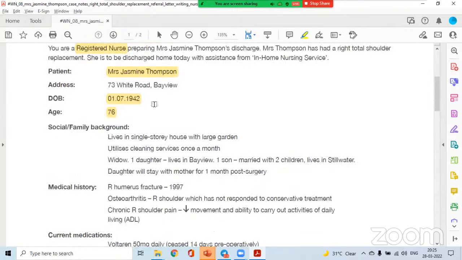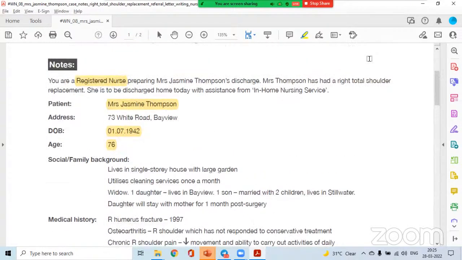Now you can see here, right total shoulder replacement. Mrs. Thompson has had a right total shoulder replacement, present perfect tense. She has had a right total shoulder replacement. A right total shoulder replacement. Okay. So that's it.